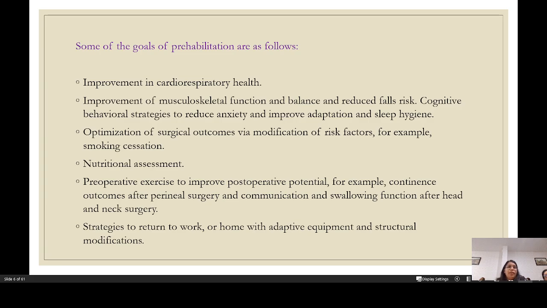Some of the goals of rehabilitation are as follows: improvement in cardiorespiratory health, improvement of the musculoskeletal function and balance, and reduce fall risk, cognitive behavior strategy to reduce anxiety and improve adaptation and sleep hygiene, optimization of the surgical outcome via modification of the risk factor, for example, smoking cessation, nutrition assessment, preoperative exercise to improve postoperative potential, for example, continence outcome after perineal surgery, and communication and swallowing function after head and neck surgery. Strategy to return to work or home with adaptive equipment and structural modification.